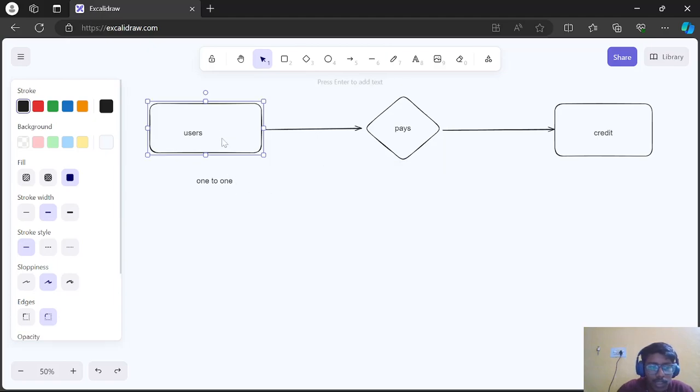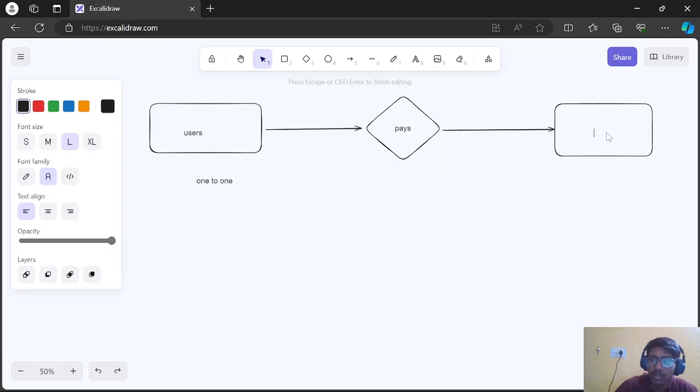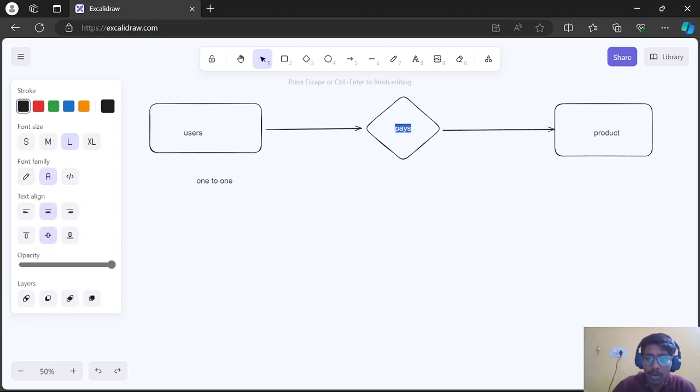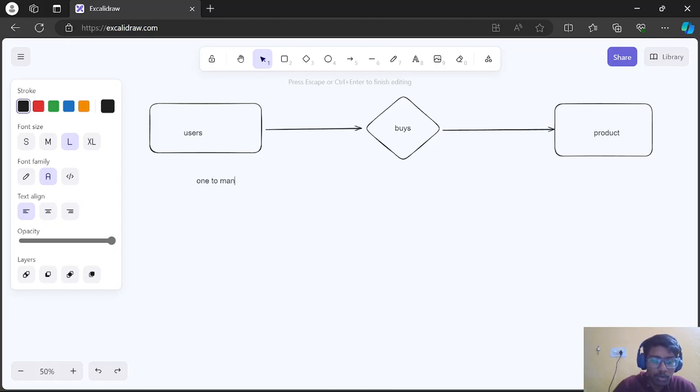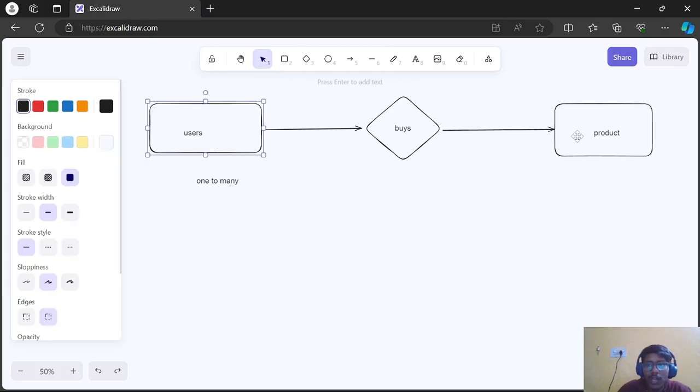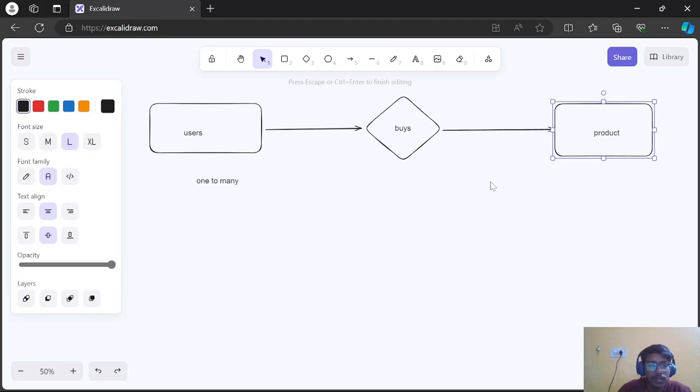That would be between the user and the product. A user buys product, that would be the relationship between them. And what kind of relationship can that be? That is one to many. A user in the CRED app can buy multiple products at the same time, right? Me being a user can buy many types of grocery items at the same time. So this can be a one to many type of relationship.